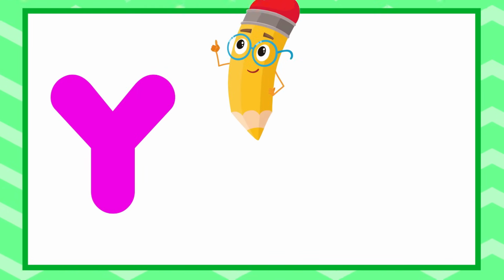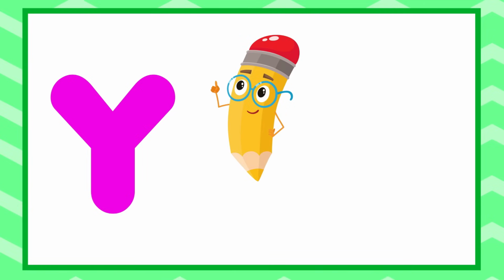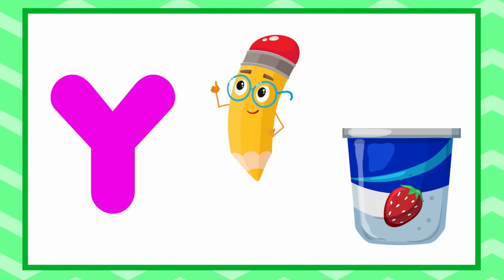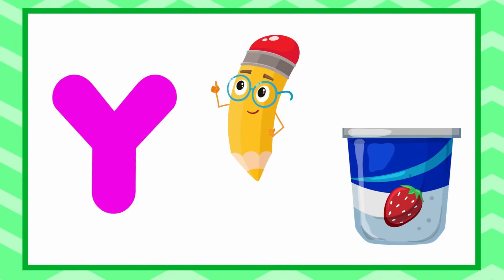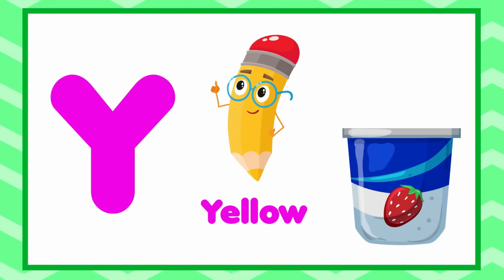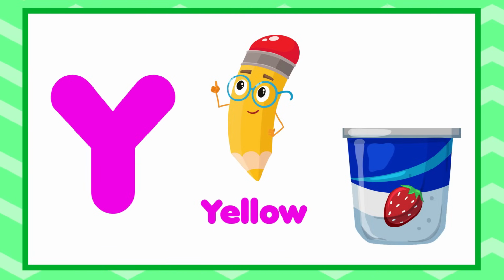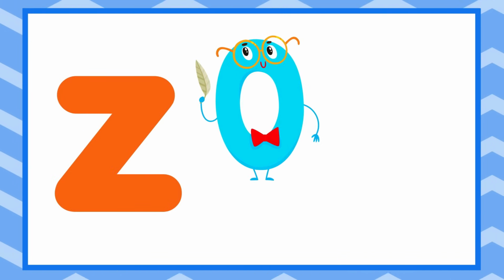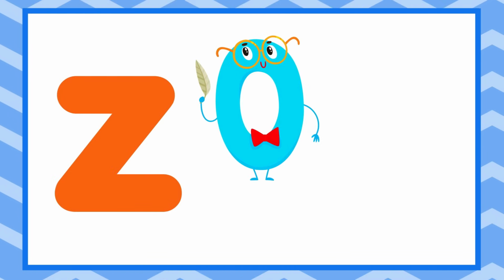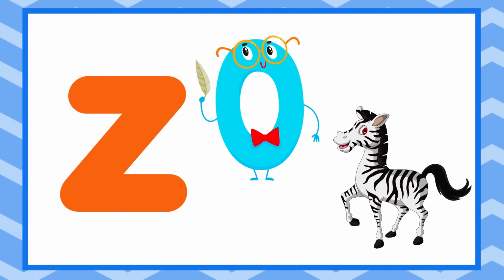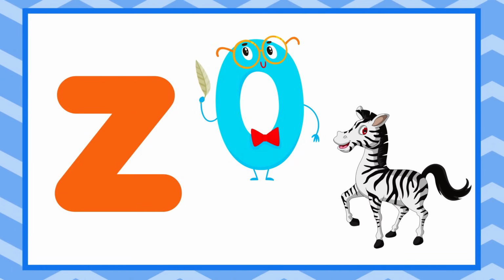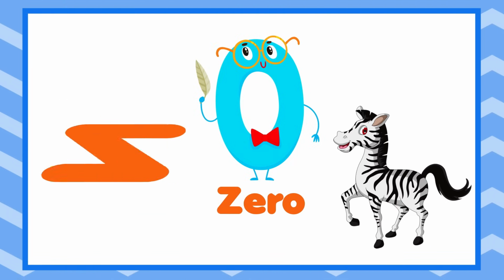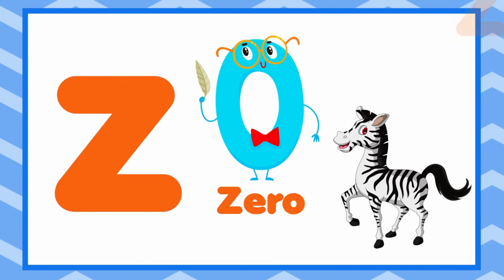Y is for yellow. Y, y, yellow. Y is for yogurt. Y, y, yogurt. Y is for y, y, y, y, yellow. Y is for y, y, y, y, yogurt. Z is for zero. Z, z, zero. Z is for zebra. Z, z, zebra. Z is for z, z, z, z, zero. Z is for z, z, z, z, zebra.